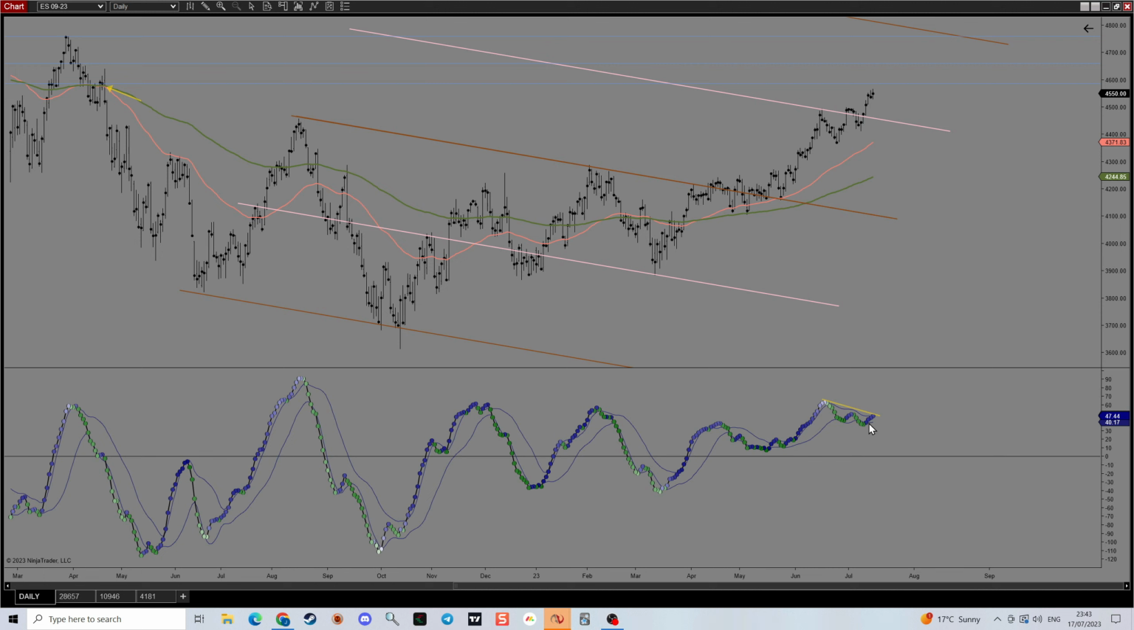The MACDs, or these BBs on the MACDs, have quite a bit of work to do to catch up with price. And if that's not going to happen, then you can expect price to definitely be pulling back at some point. So we'll keep an eye out for that. This is a daily chart, so that can take a few days or weeks to come to fruition.